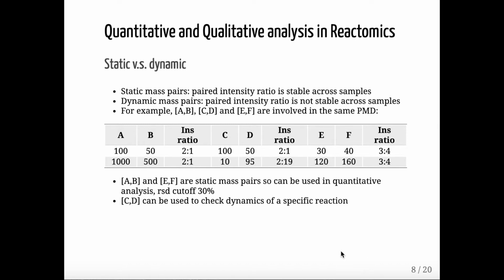So here I propose the concept of static and dynamic paired mass distance, and we can only use static paired mass distances for PMD quantitative analysis. For example, say A, B, C, D, E, F are mass pairs involved in the same PMDs. But for two samples, the AB pairs and EF pairs have intensity ratios that are always the same, so we can use them for quantitative analysis. But CD pairs change in different samples, so we can't use them.